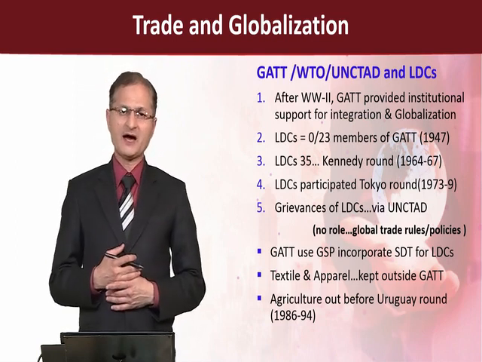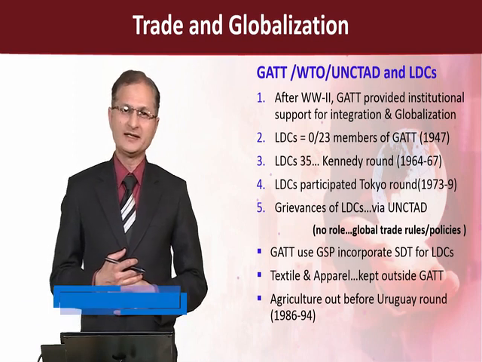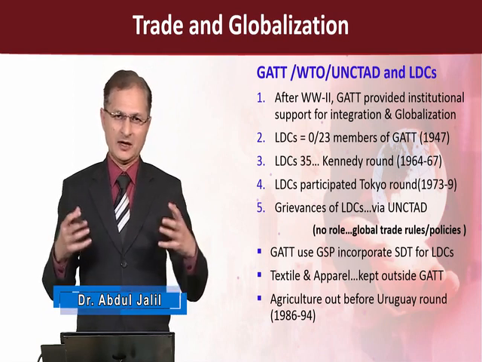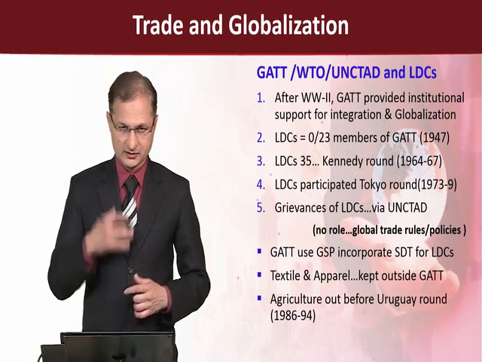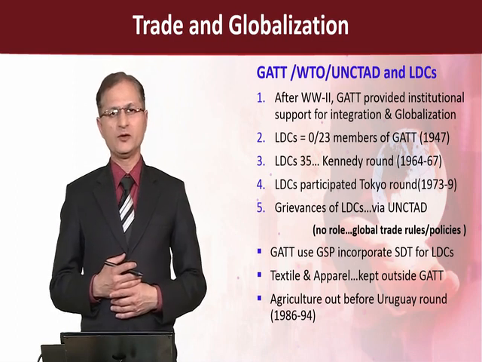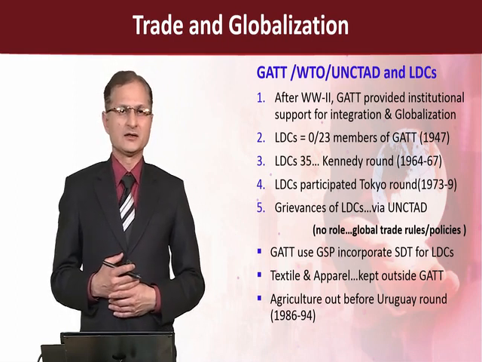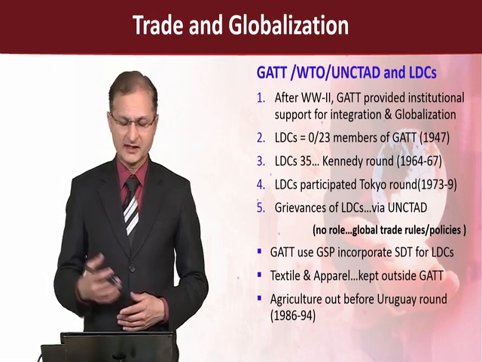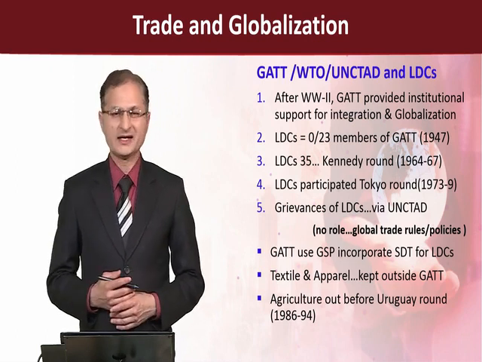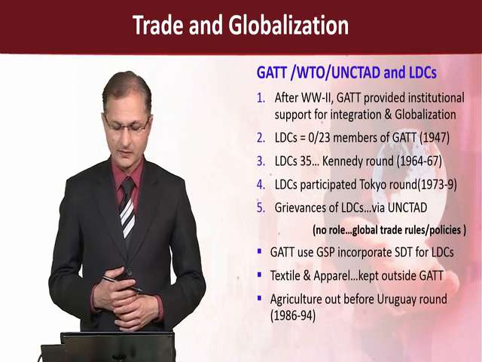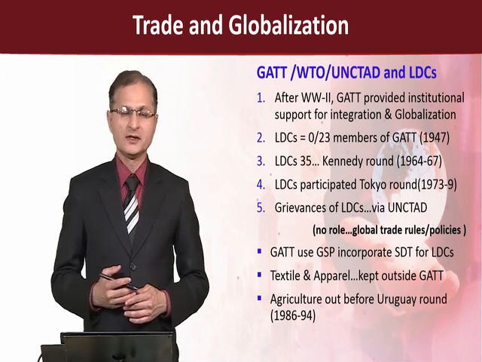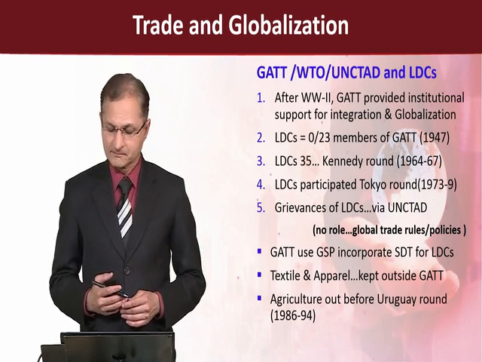So what has happened after World War II? GATT provided institutional support to the least developed countries, poor economies, so that they become more integrated with the rest of the world and start globalizing more quickly. Once GATT was established, in the beginning only 23 countries signed, but none of them were developing countries. Later, 35 countries came as observers in the Kennedy round, which happened in 1964 to 67. Then, least developed countries generally participated in the Tokyo round in 1973 to 79.